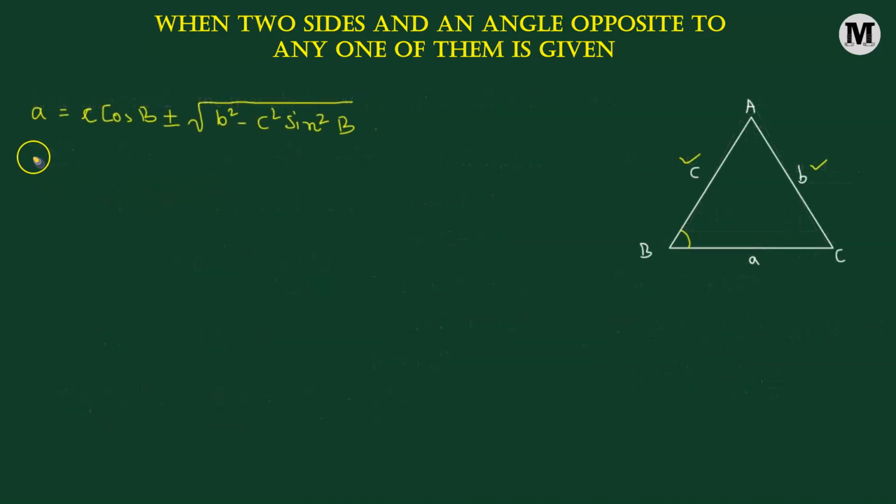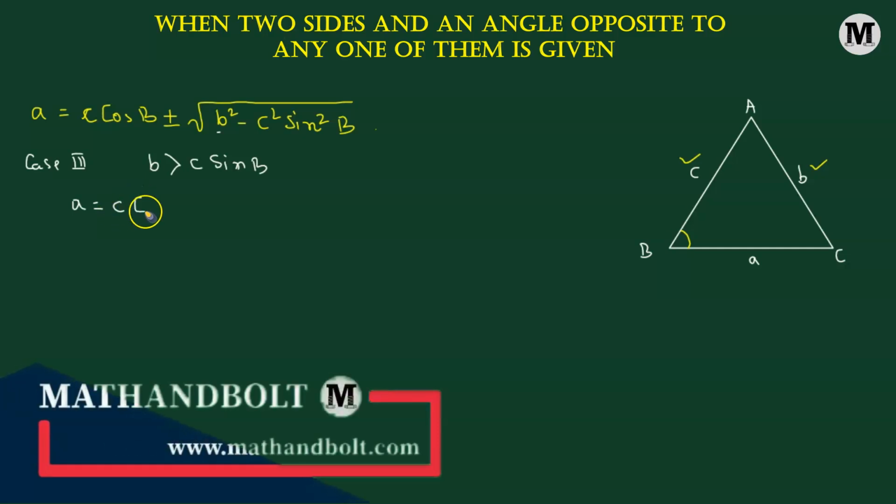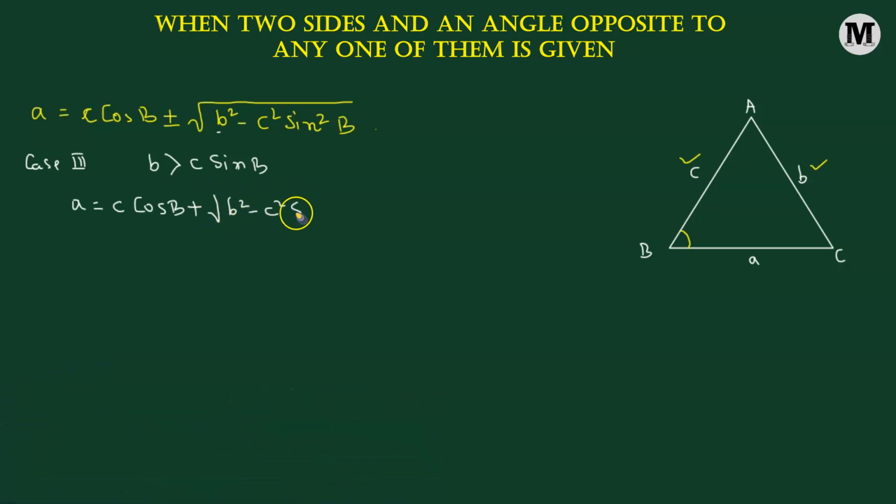Now we come to the third case. Previously we considered that B is less than C times sine of B. Then in the second case, we considered B to be equal to C times sine of B, which yielded a right angle triangle. Now this time we're going to consider the case that B is greater than C times sine of angle B. When B is greater than C times sine of B, that means we're going to get two solutions. So A could be equal to C times cosine of angle B added to the square root of B squared minus C squared sine squared B.